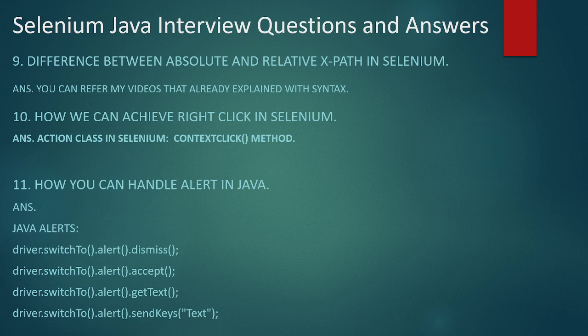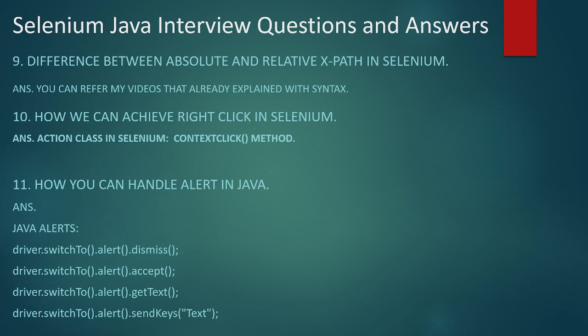Then the next one is how you can handle an alert. Generally, guys, on our web page we have two kinds of alerts. Alert means the pop-up. The normal one is the HTML pop-up: after submission you get a pop-up like "successfully", you click OK, so that is the normal HTML pop-up. One more pop-up is called a Java alert, which appears at the topmost area of our web page, with a white background.